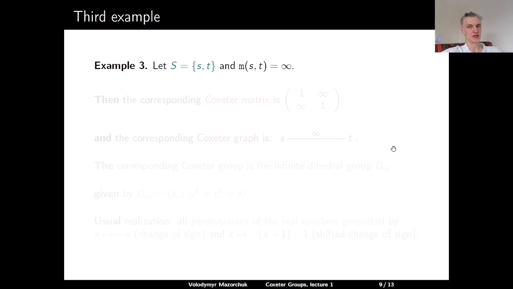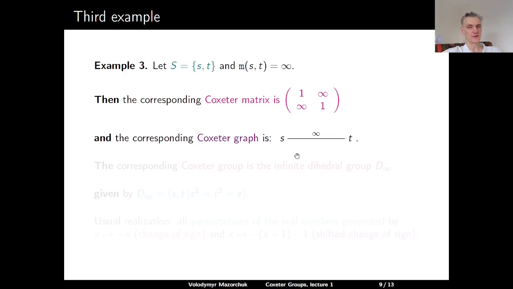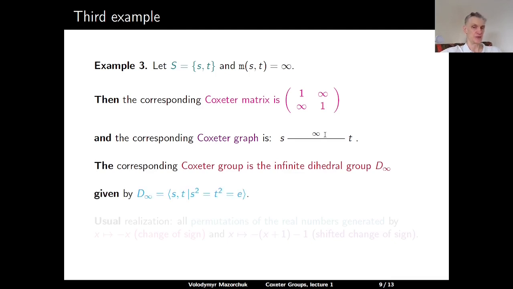Another example. Let's again consider the generating set with two elements, but now consider the case when the value of the Coxeter function at this pair S, T is infinity. So the corresponding Coxeter matrix is 1, infinity, infinity, 1, and the corresponding Coxeter graph has two vertices S and T, one edge, but it is labeled by infinity. So the corresponding Coxeter group is the infinite dihedral group D infinity, which is usually defined by its presentation. So we have two generators, S and T, and the only relations are that the generators are involutions. There is no relation for the product ST because the corresponding value is infinity.